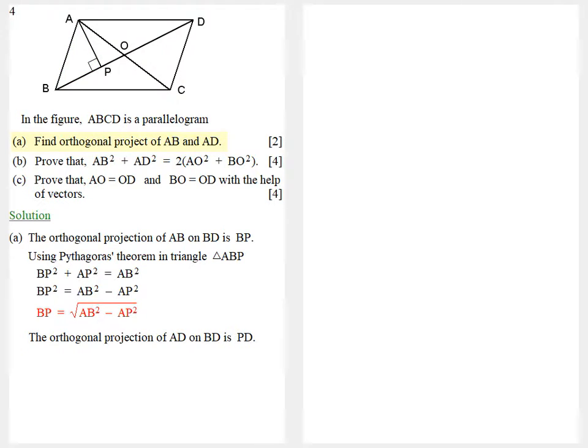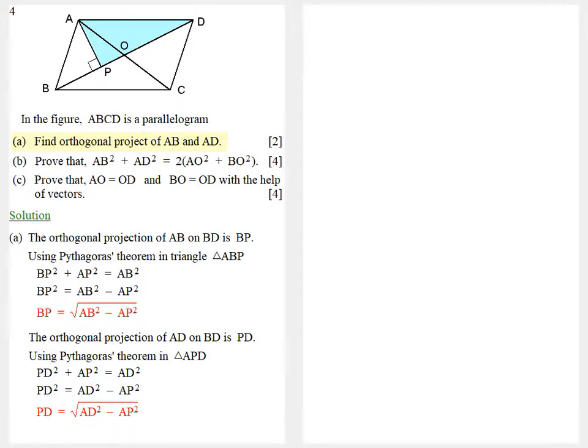Now the orthogonal projection of AD on BD is PD. So using Pythagoras' theorem in triangle APD, we have PD squared plus AP squared equals AD squared. If we subtract AP squared from both sides, we get PD squared equals AD squared minus AP squared. And if we take the square root of both sides, we end up with PD equals the square root of AD squared minus AP squared.